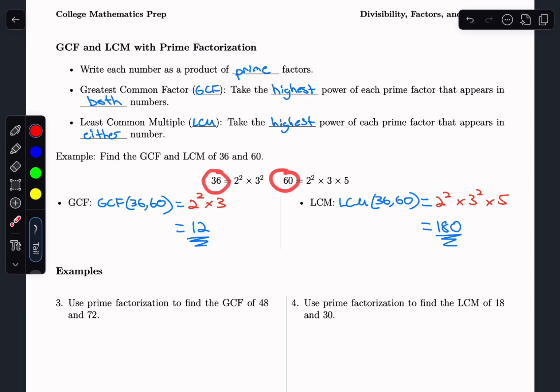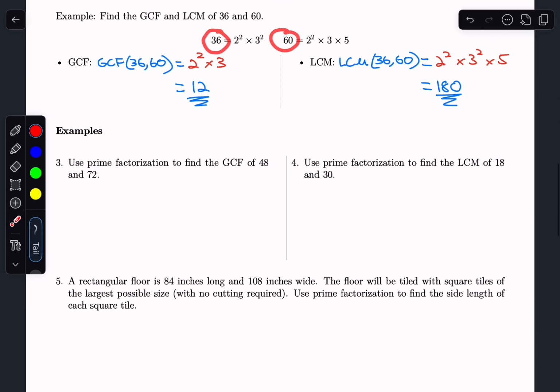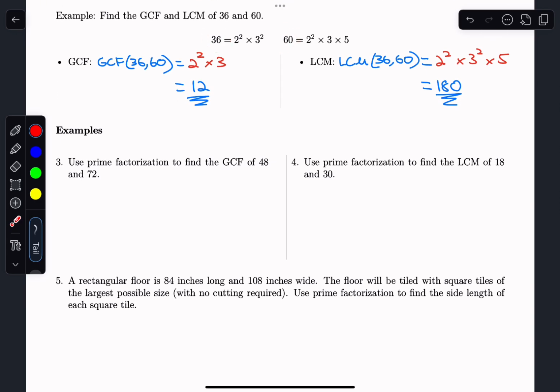All right, number 3. Now we're going to do the exact same thing, but we're going to do it from scratch. So we're going to use prime factorization to find the GCF of 48 and 72. In order to do this, I need to break each of these numbers down. So I'm going to start by breaking down 48. And the way I do it is I start with the smallest number that I know divides it, and then I break it into two branches.